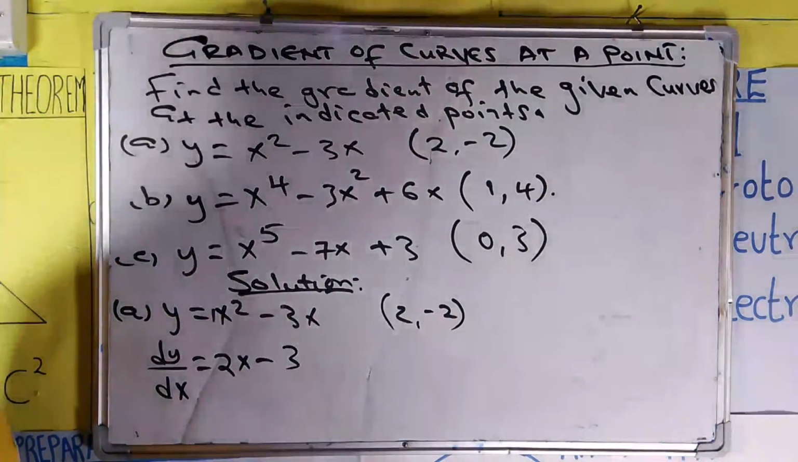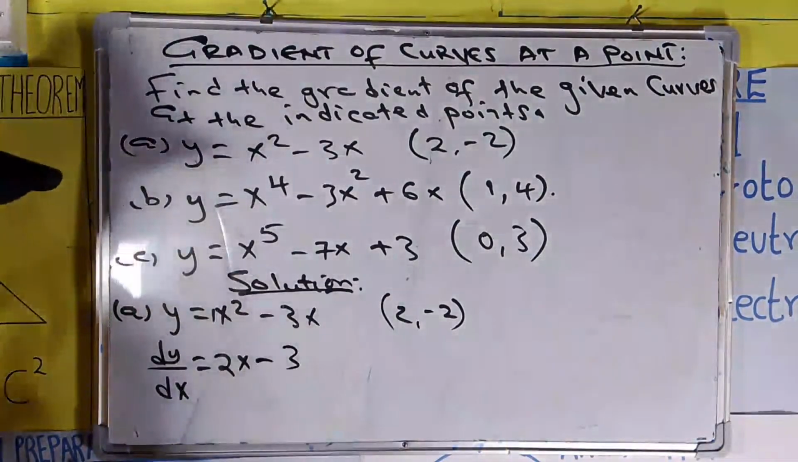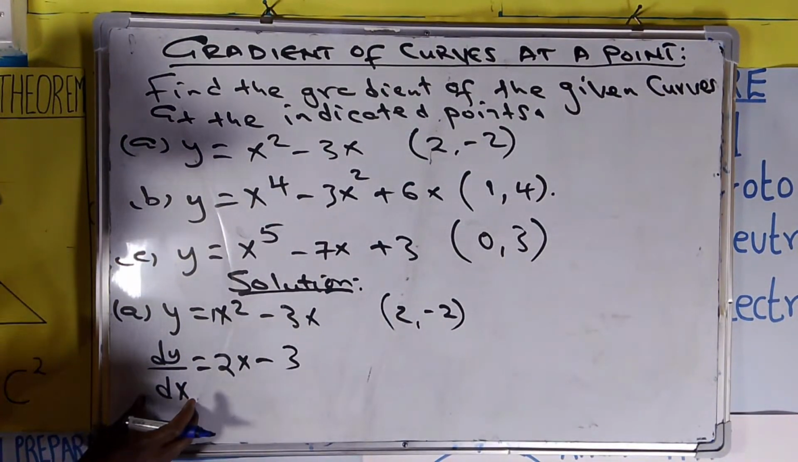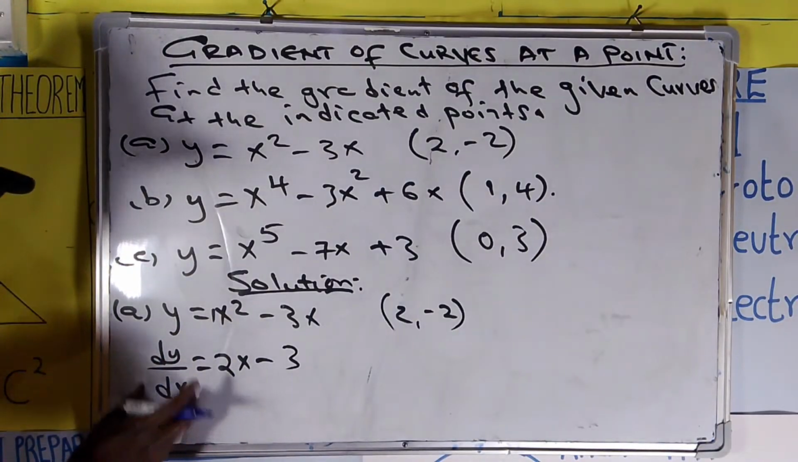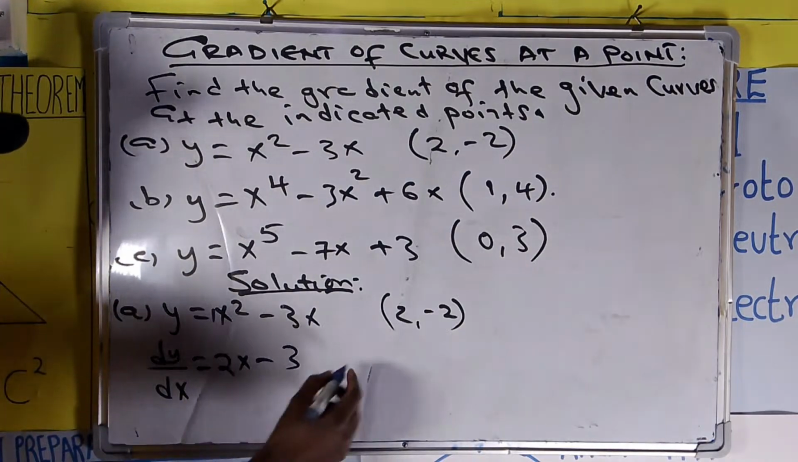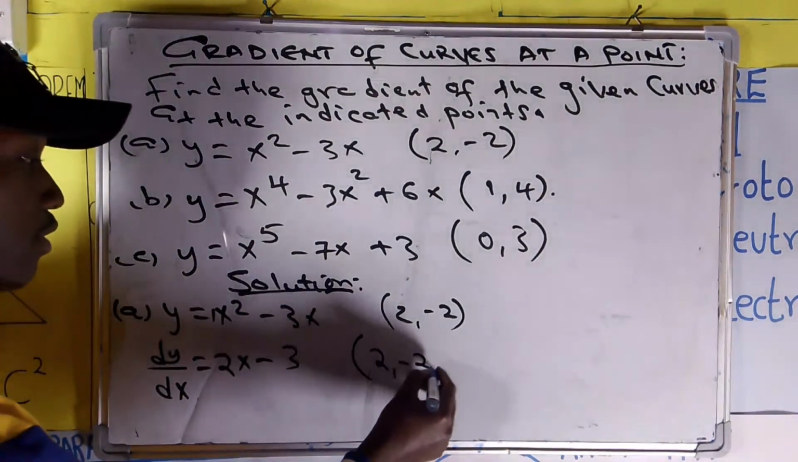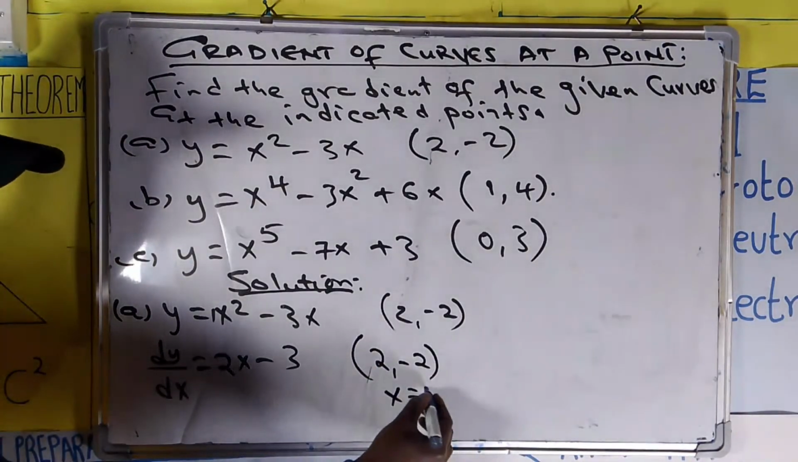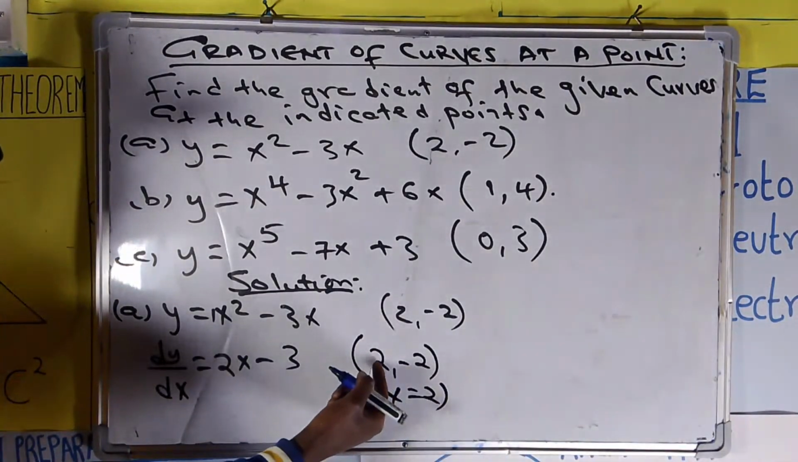Remember, in equation of straight lines, we said, how do we find the gradient of a straight line? It is change in y over change in x. So this one now is the gradient function of a curve, dy over dx. And with the point 2, negative 2, we can be able to find it. Why? Because we have our x here as 2. So here we will deal with just our x.